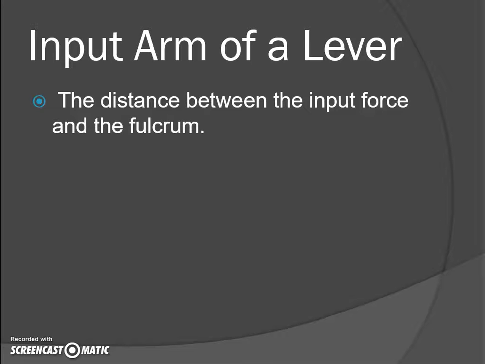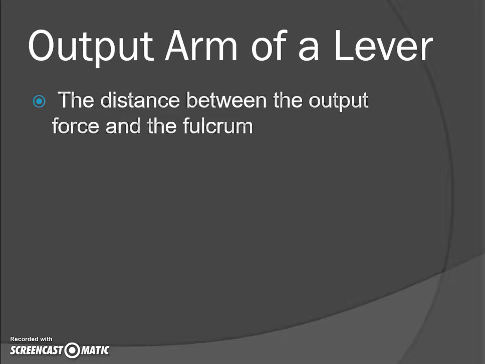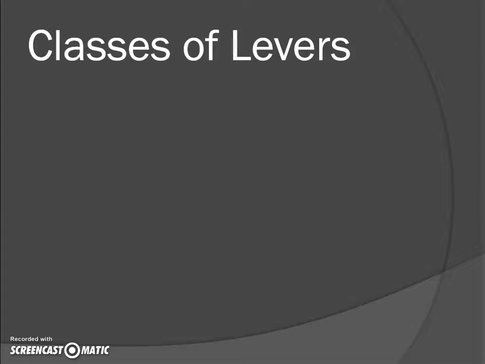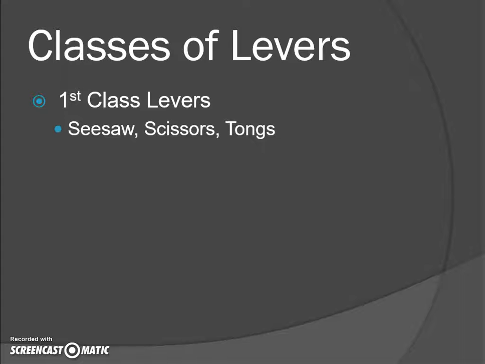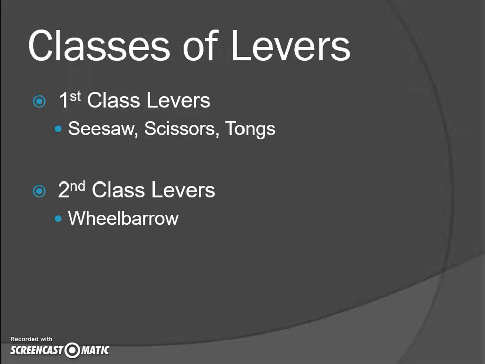Your input arm is the distance between the input force and the fulcrum. The output arm is the distance between the output force and the fulcrum. So it all depends on where the fulcrum is as to how much mechanical advantage you get. Now there are three different classes of levers. The first class are ones that have a pivot point in the middle. So a seesaw, a pair of scissors, tongs, those types of things.